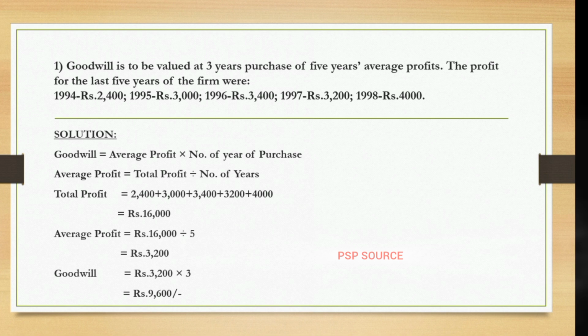So now we have an average profit of rupees 3,200 and number of years of purchase 3, which was given in our problem. If you multiply the average profit by 3, we get goodwill of rupees 9,600.